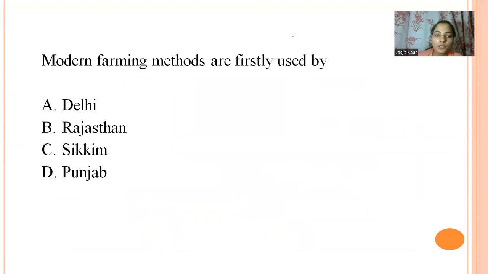Now moving forward, here you have to answer this: modern farming methods were first used by Delhi, Rajasthan, Sikkim or Punjab. You have to choose one particular option out of these four options and tell me the answer.